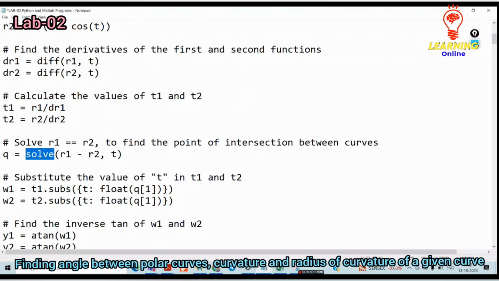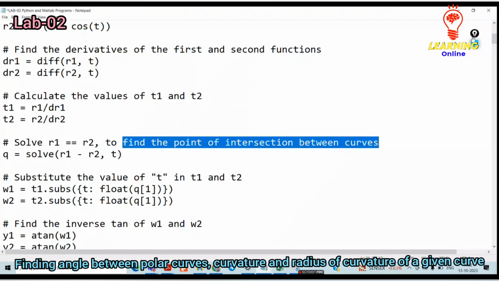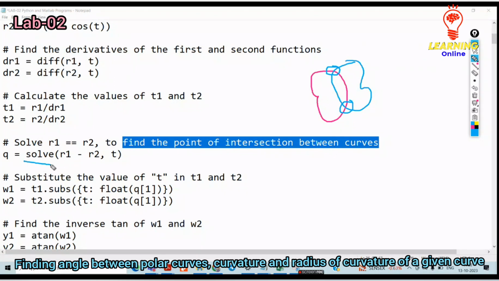Okay, to find the point of intersection between two curves. What is the point of intersection? For example, this is one curve, and this is another curve. Whatever this point of intersection is, that I need to identify. Because of that reason, I can use this command to solve.